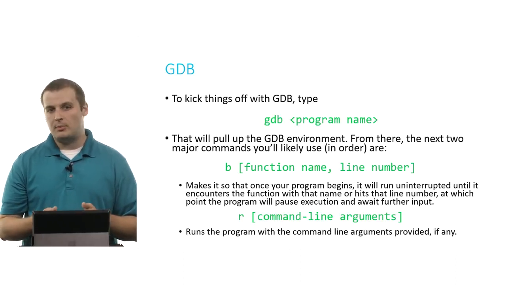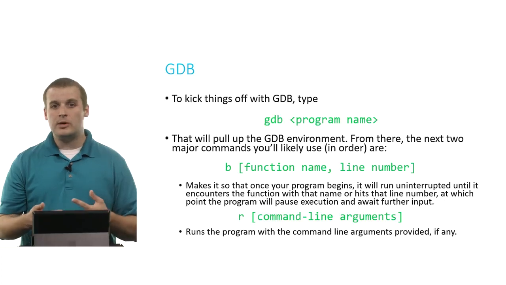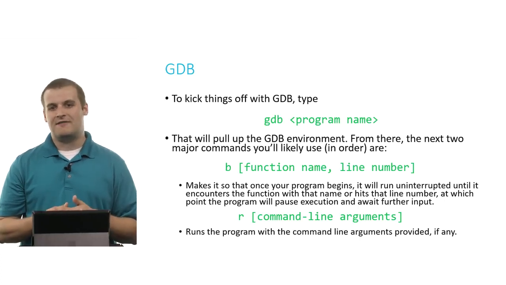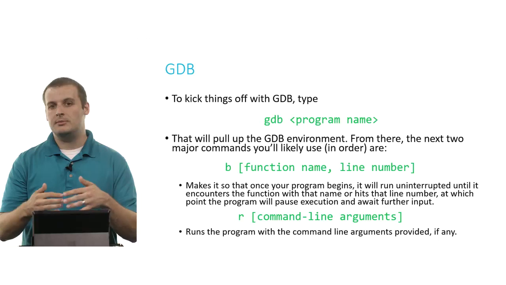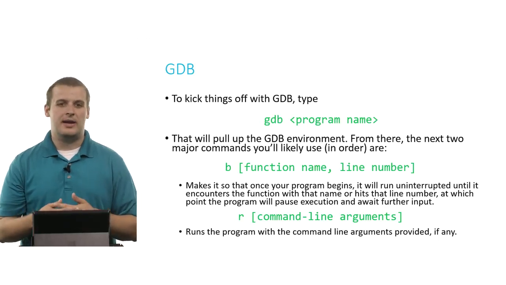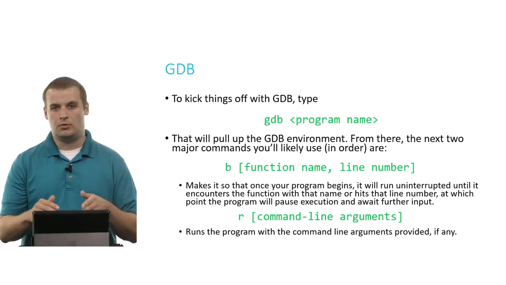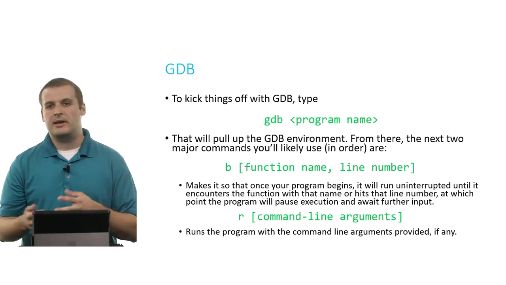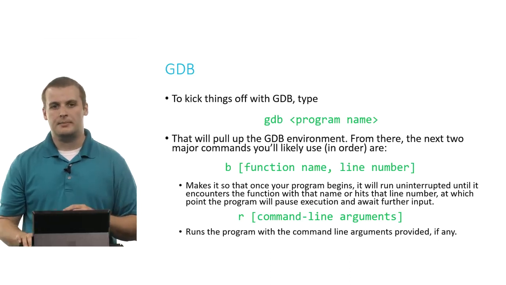Then, once you've set your breakpoint, you can run the program, and if you have any command line arguments, you specify them here. Not when you type GDB, your program name. You specify all of the command line arguments by typing R, or run, and then whatever command line arguments you need inside of your program.